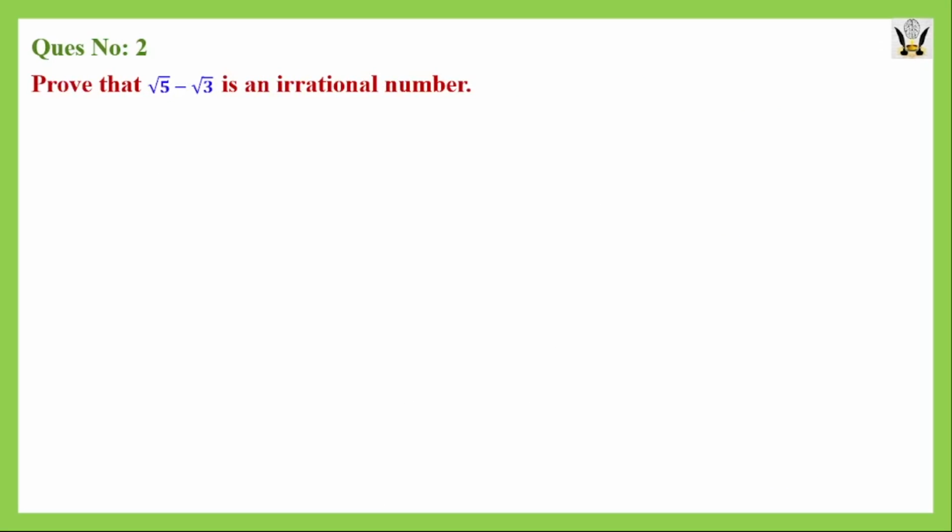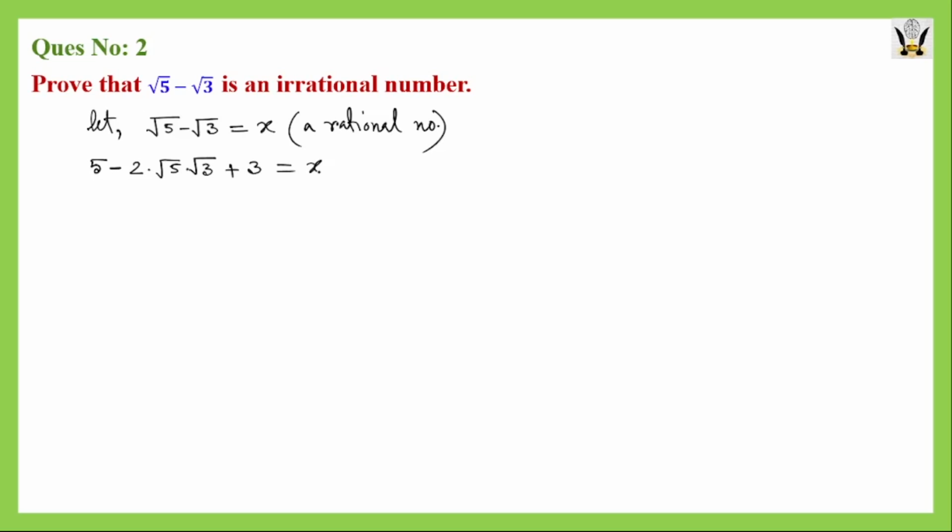Now in the next question we need to prove that root 5 minus root 3 is an irrational number, and we will prove this by using two methods. In the first method, we will assume that root 5 minus root 3 is a rational number, and that is equal to x. Now we will take squares of both sides. On the left side, if we apply the identity a minus b whole square, it will be a square minus 2ab plus b square. A square means it will be 5, then minus 2ab, and then plus b square, so it will be 3, and from the right side it will be x square.